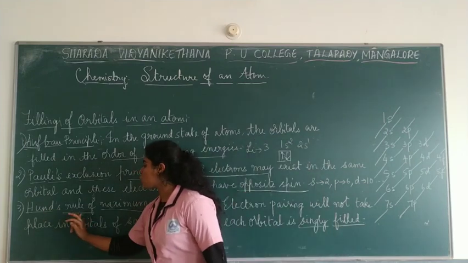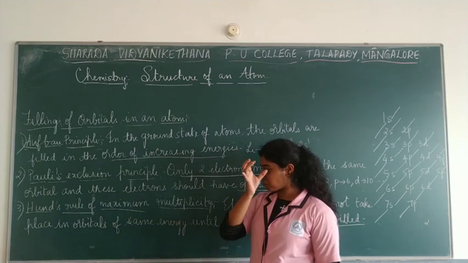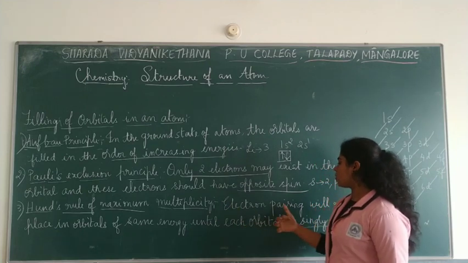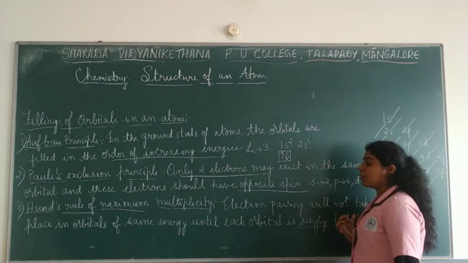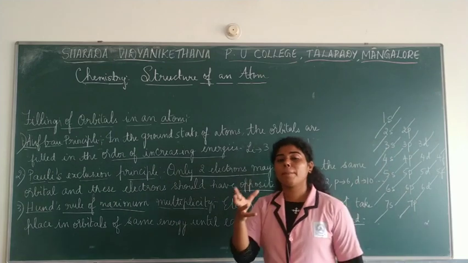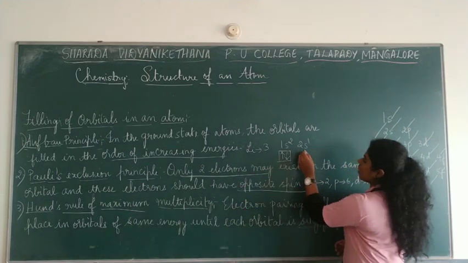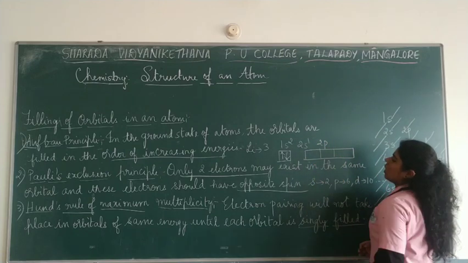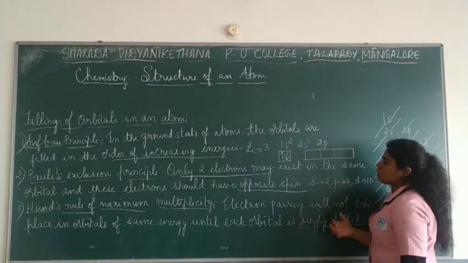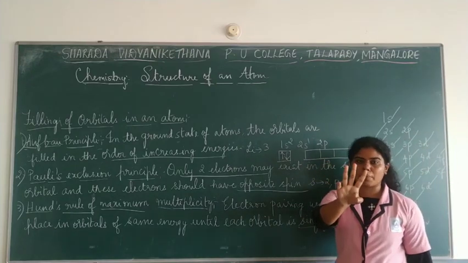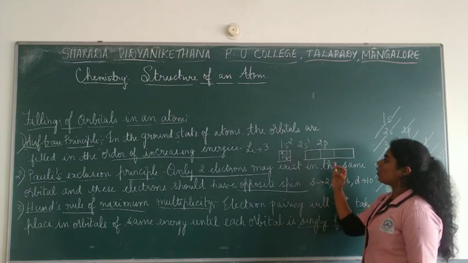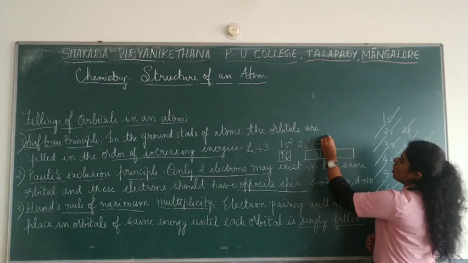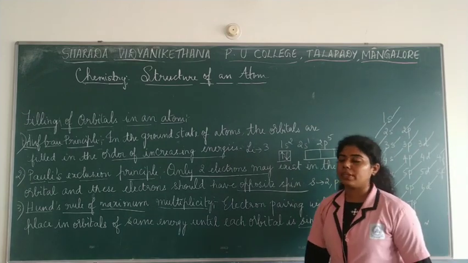Then you have Hund's rule of maximum multiplicity. Here maximum multiplicity relates to electron pairing; in the sense here, this is one pair. Suppose I take the example of 2p, the second energy level, and p is the subshell. How many orbitals are there here? 3 orbitals, p contains 3 orbitals. Now if you have to fill the electrons, say p5, how will you do it?